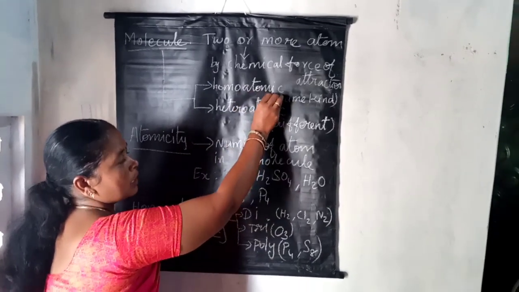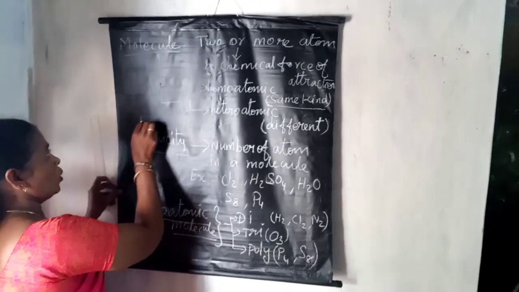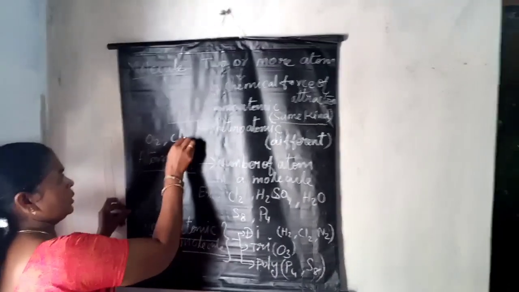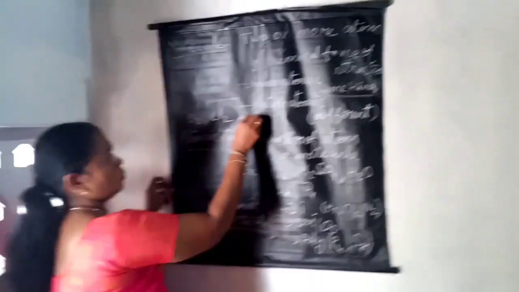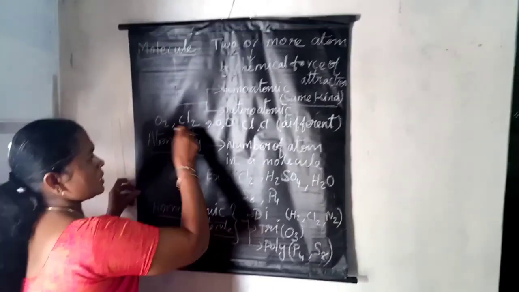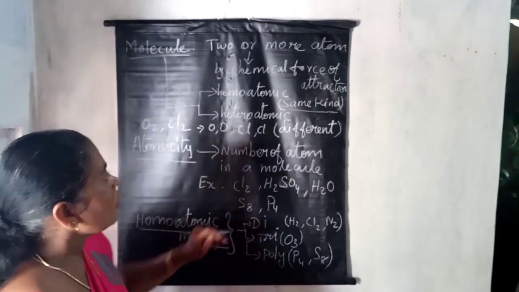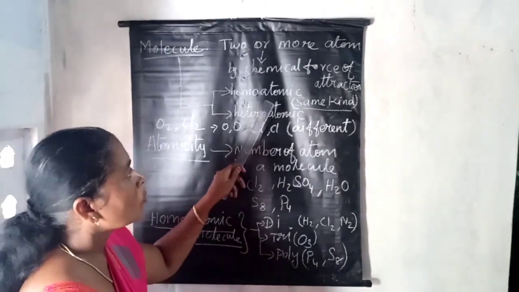What is meant by homoatomic? The molecule is made up of the same kind of atom. That is, you take O2, Cl2, N2. You split this one: O comma O. This one you split: Cl comma Cl. So similar atoms will be present, the same kind of atoms. That is known as a homoatomic molecule.